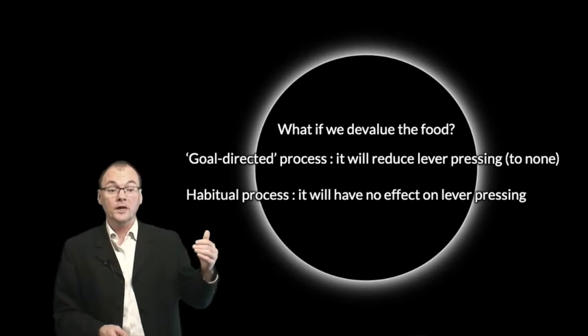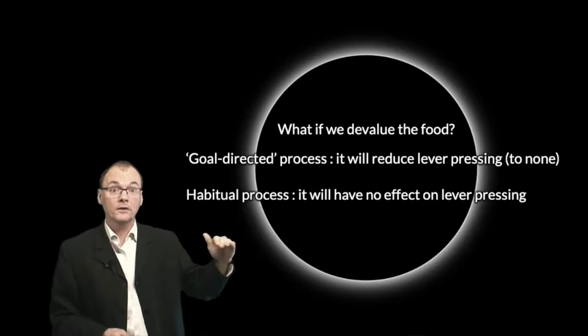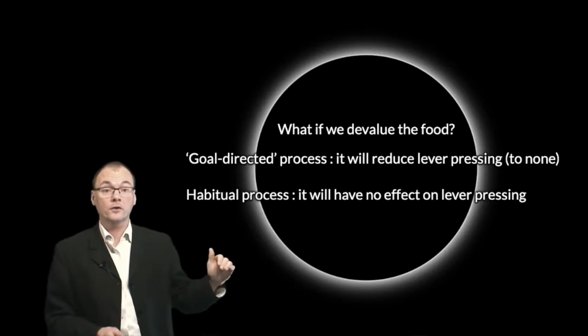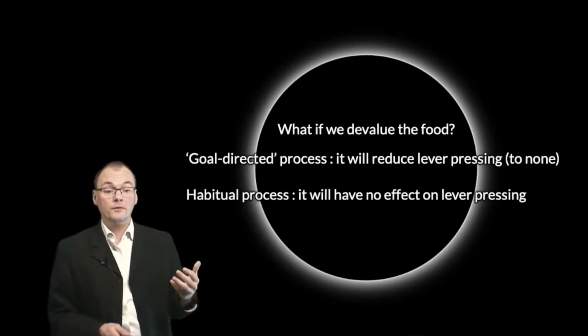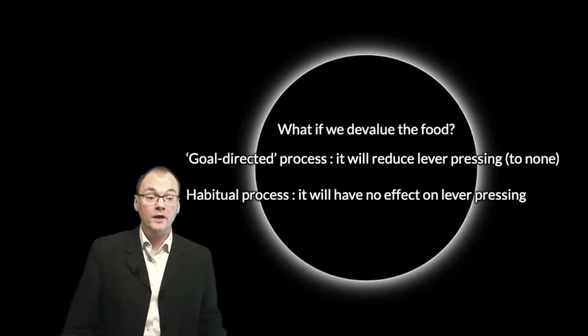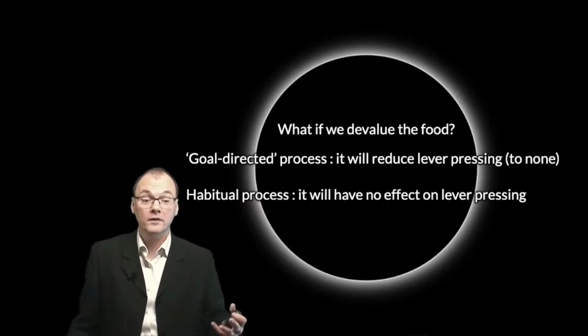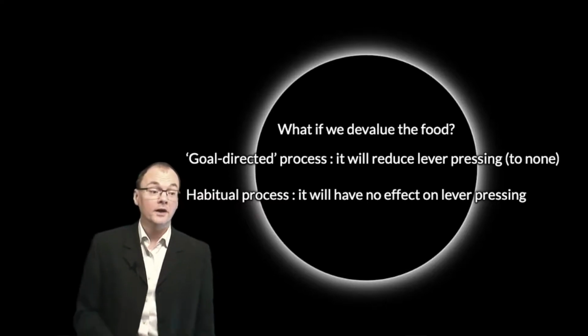The goal-directed process hypothesis predicts that we're going to get a vast reduction in lever pressing, pretty much to none following devaluation. The preference isn't there. The hypothesis that the action is guided by the habitual process tells us that devaluation is going to have no effect on lever pressing at all, initially at least.